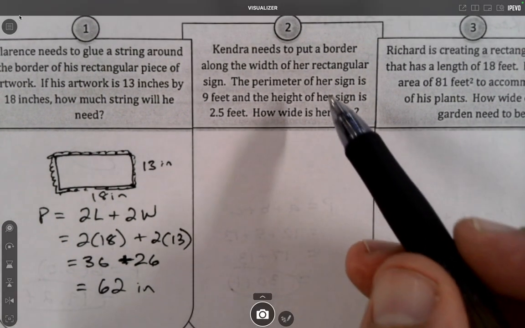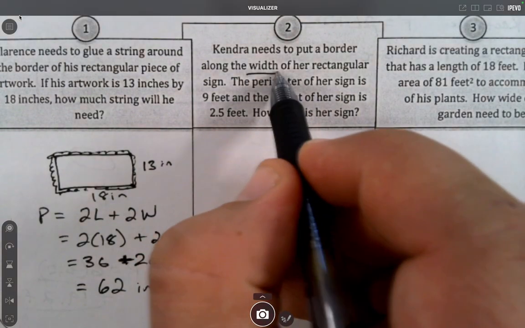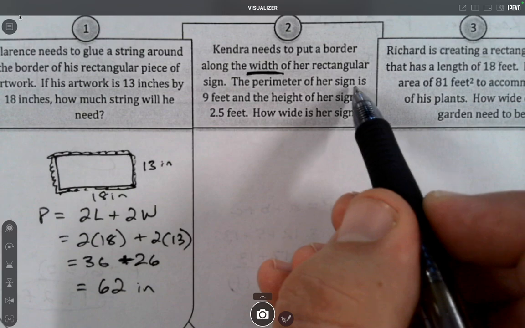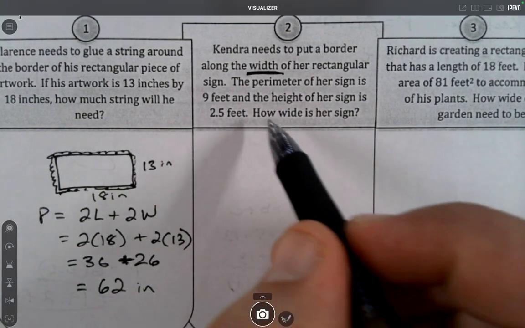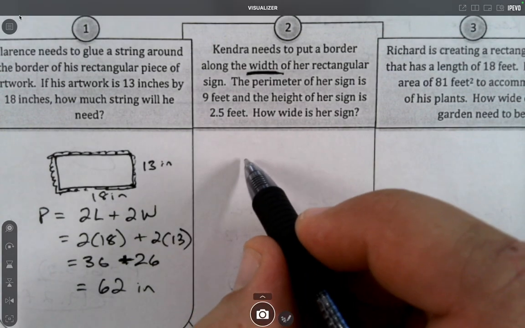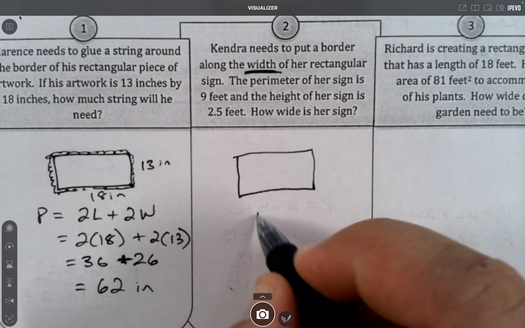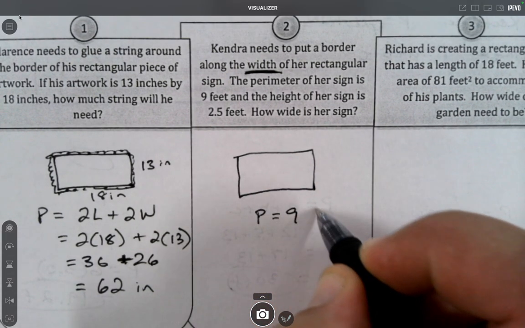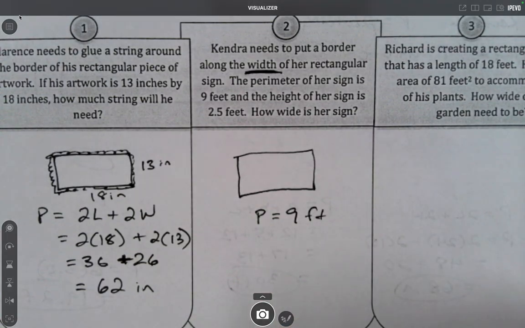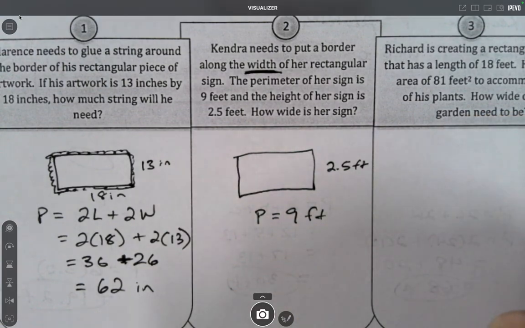Okay, Kendra needs to put a border along the width of a rectangular sign. So notice we're just putting it around the width. The perimeter of her sign is 9 feet and the height of her sign is 2.5 feet. How wide is her sign? Okay, so I've got another rectangle. They're telling us the perimeter is 9 feet. The height of her sign, so I'll put that over here, is 2.5 feet. What we don't know is its width.